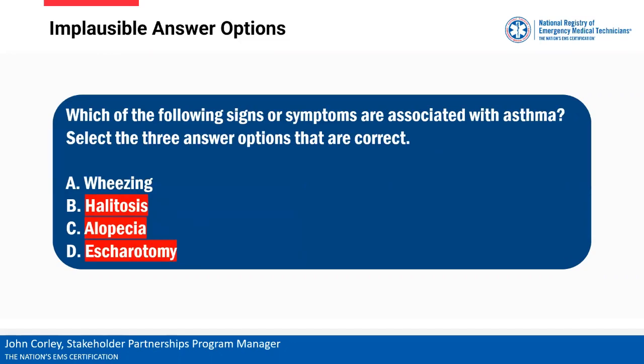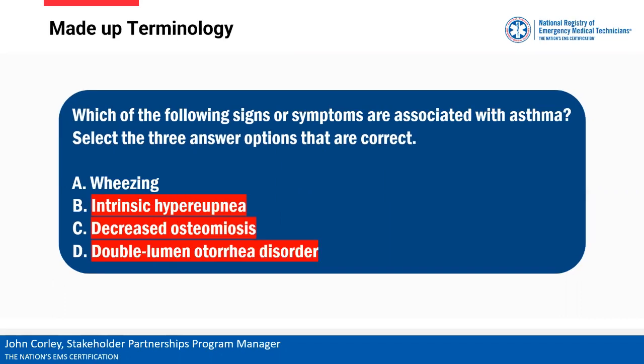Which of the following signs or symptoms are associated with asthma? These are implausible answer options, right? So halitosis, alopecia, those things are not necessarily, someone with asthma may have halitosis, but that's not a sign or a symptom that you would noticeably associate with asthma. And made up terminology. Again, that's something else that's going to help a candidate who does not have the knowledge to be able to get this correct, because it's just made up.